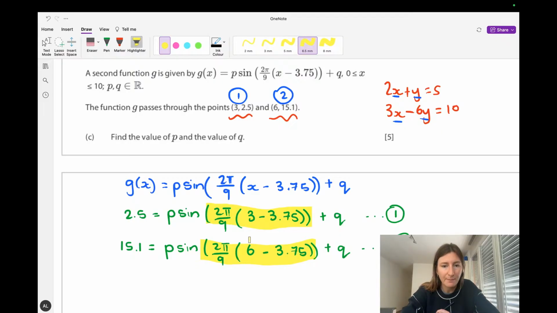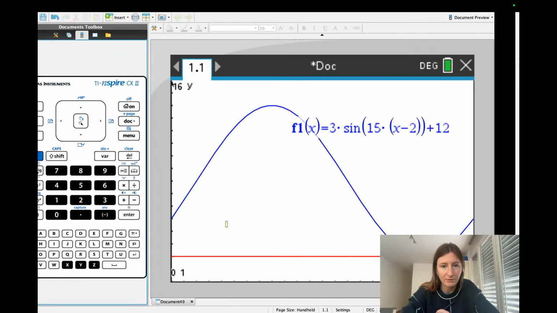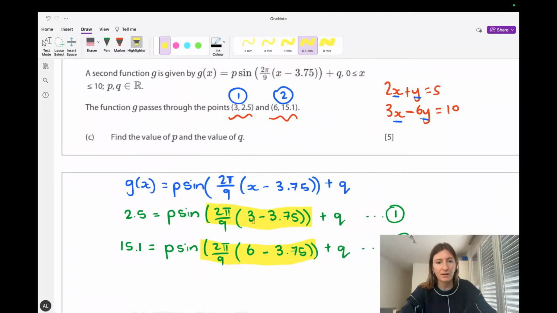So we type in 2 pi over 9. I'm going to do this all on my calculator. 3 minus 3.7, I can simplify that.